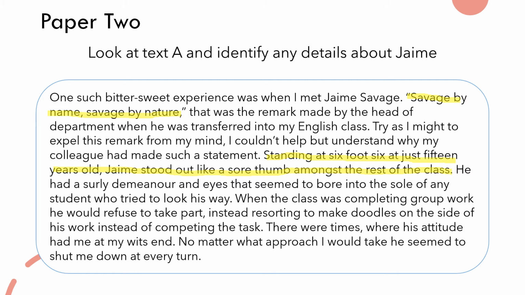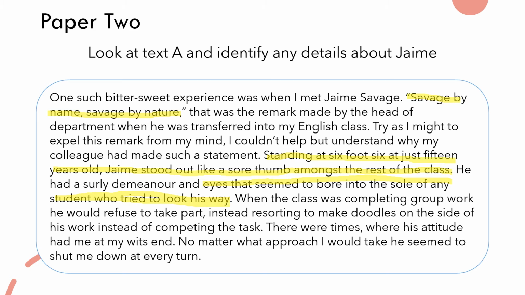Next thing then, "he had a surly demeanour and eyes that seemed to bore into the soul of any student who tried to look his way." A good thing to focus on here is that his eyes seem to bore into other people's, which essentially we can infer means he is quite confrontational. Potentially he doesn't like it when other people look at him, and he tends to stare back at them as well, which again might be an interesting thing to comment on for question 2.